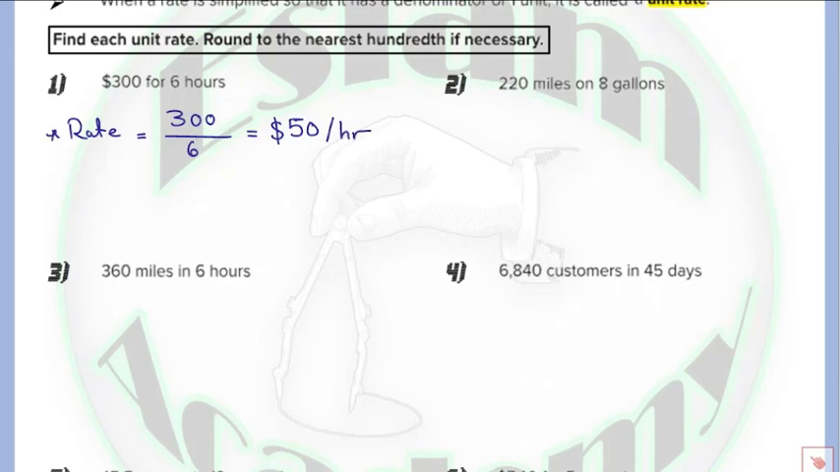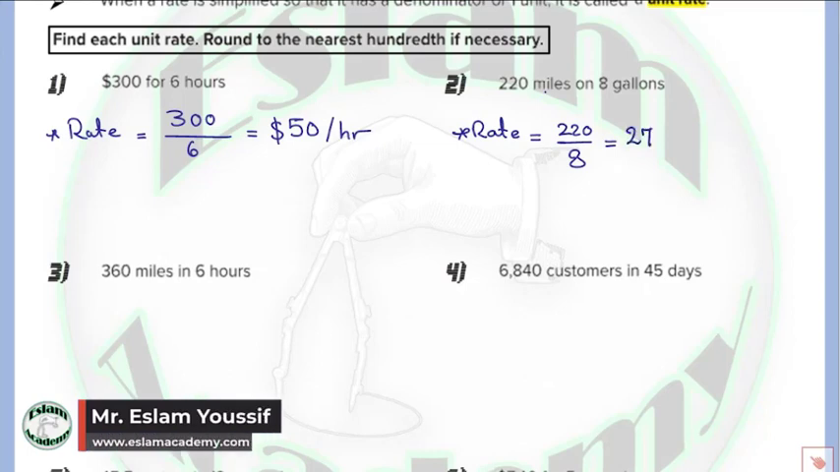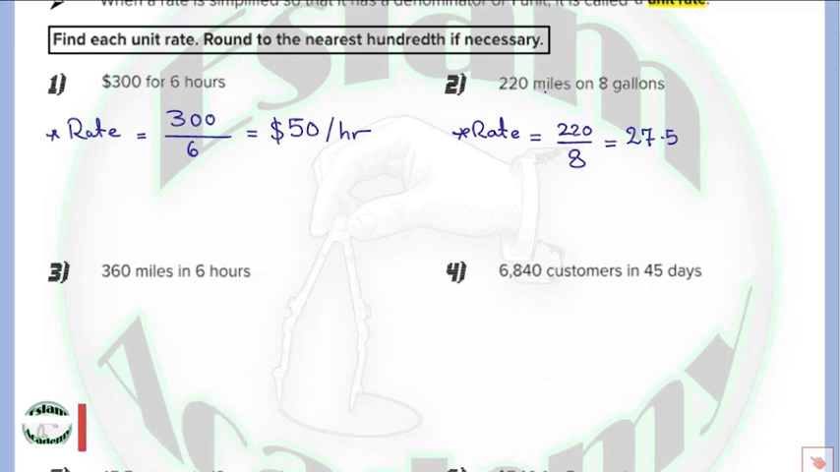In question number 2, we have 220 miles in 8 gallons. To find the rate, we will divide, because we said the rate is comparing between two quantities with different kinds of units. We need to compare between them. We have 220 miles that will be used by 8 gallons. So the answer in the simplest form will be equal to 27.5. Now we need to find the unit of the rate. 220 is miles, so the first unit is mile, and the second unit is gallon. So it will be 27.5 miles per gallon.